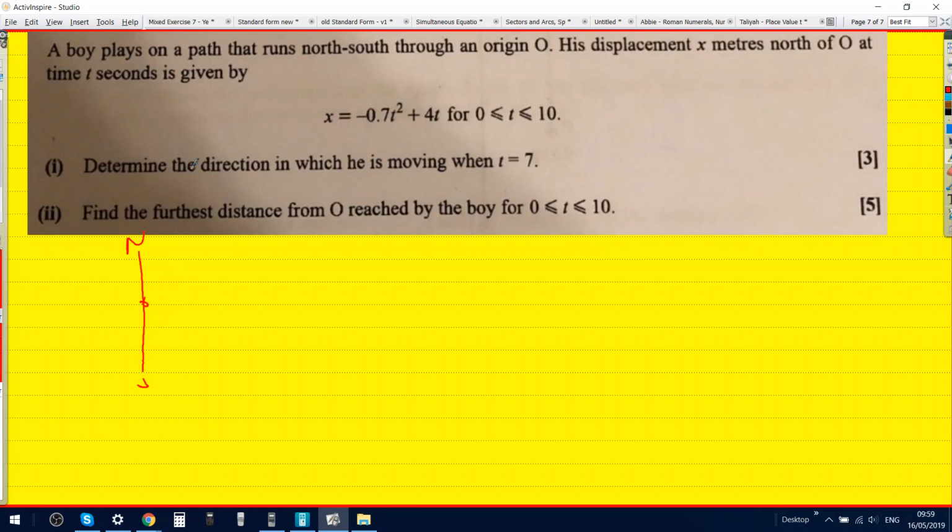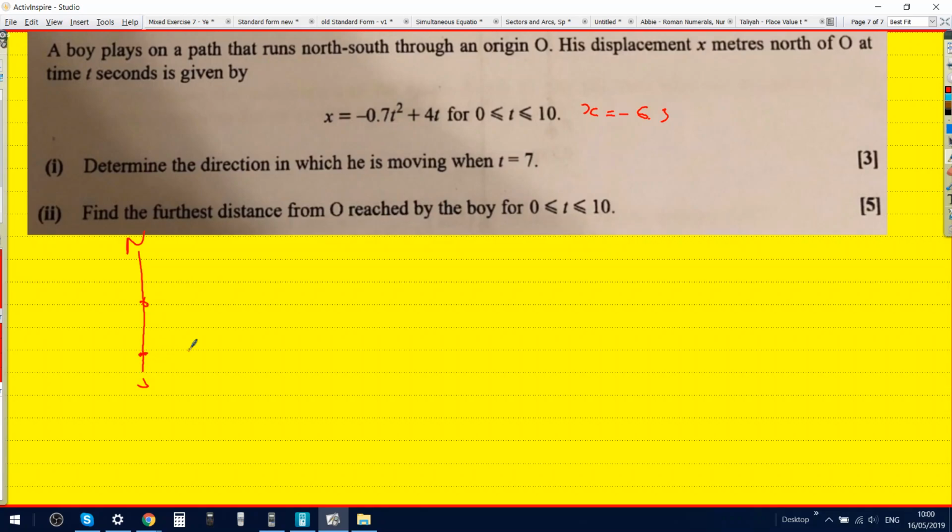A boy plays on a path that runs north-south through an origin. Its displacement north of O. So I think his position, what did you say it was? Did you sub in 7? Oh yeah, sub 7 got minus 6.3. So x equals minus 6.3. So that's his current position. So he's like down here.